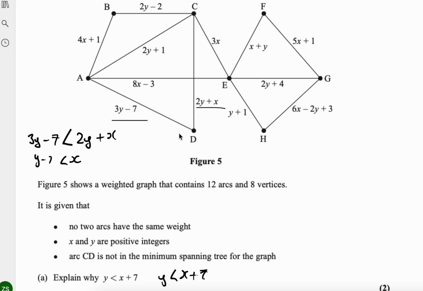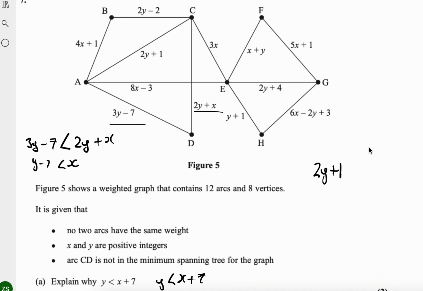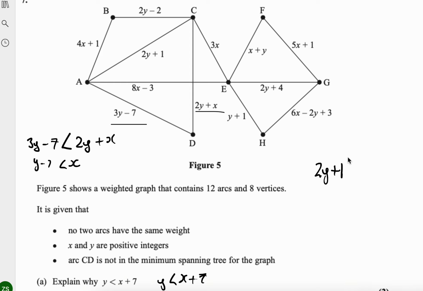Okay, so do you see what we're doing now? So 2y plus 1 is bigger than 4x plus 1, since we're told this is the smallest. 8x minus 3 is bigger than, oh, this one's getting interesting. Why is this one interesting? Because there is no Y. So we can actually use that to find a constraint on x.